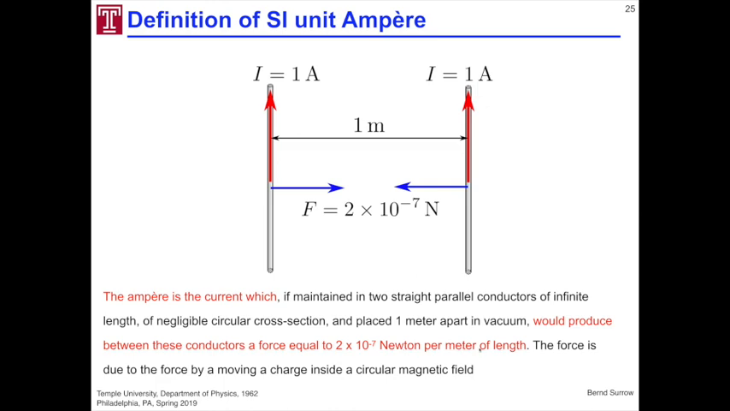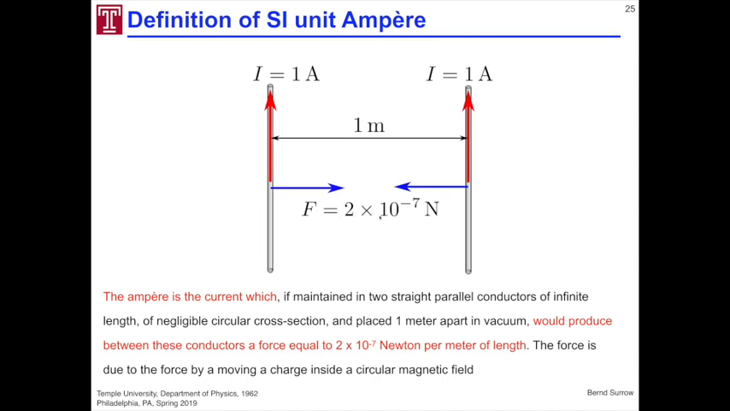The force is due to the force by a moving charge inside a circular magnetic field. This we will come to, where this force is actually coming about, namely, and we will discuss this after the circuit discussion, a new type of field, magnetic field, namely, given a magnetic field, a moving charge experiencing a force. But we'll come to that. So this is formally the SI definition of ampere. Namely, if you have two conductors, 1 ampere is if you have them placed 1 meter apart, they experience a force relative to each other of 2 times 10 to minus 7 Newton.